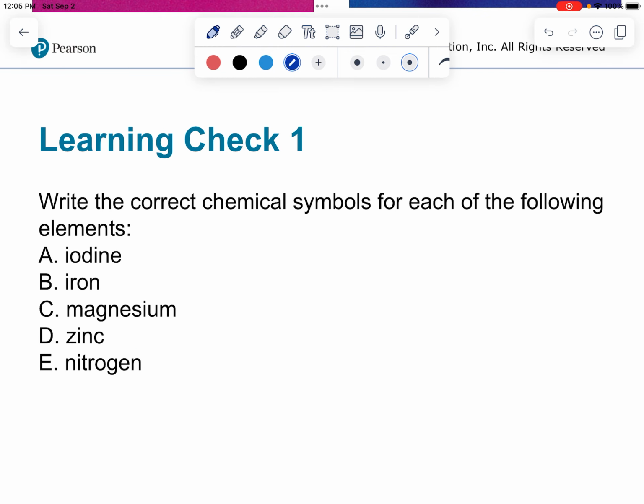Write the correct chemical symbols for the following. Iodine. So you can pause and look at this for practice. Pause the recording, and then when you're done, start it again. Okay, so for iodine, it is I. For iron, it is Fe. Magnesium is Mg. Zinc is Zn, and nitrogen is N.